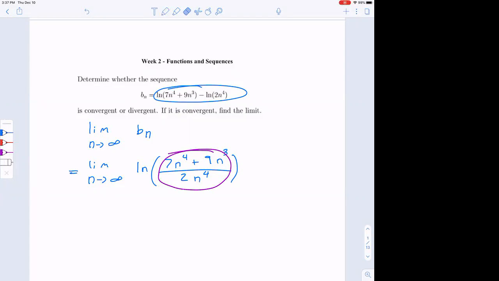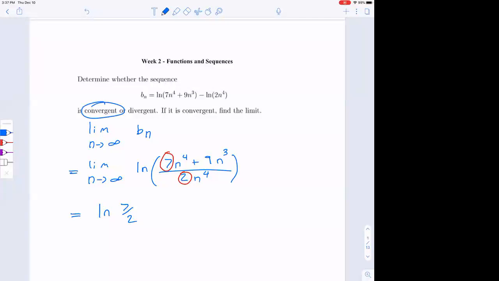To do that, all we need to do is focus in on the coefficient of the largest power, which is 7 and 2. So that's what we get as our answer. We get ln of 7 over 2. Now, if this was going to plus infinity or minus infinity, then it would be divergent. But in this case, it's of course convergent because we got a specific number. So 7 over 2 is what it converges to. That is the limit, and it's convergent. So let's just be really clear, write down that answer.